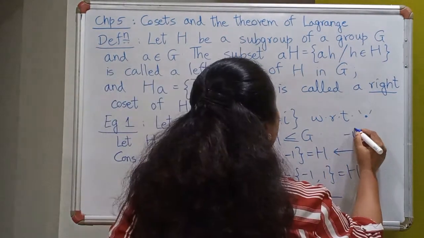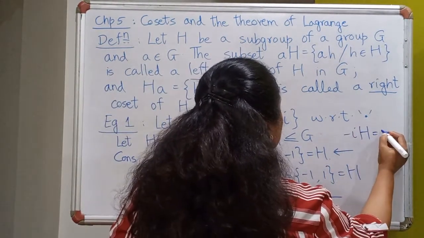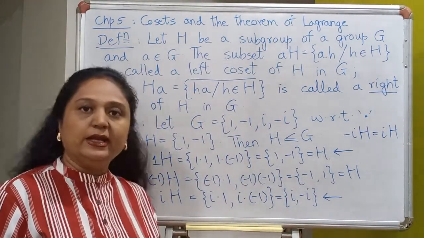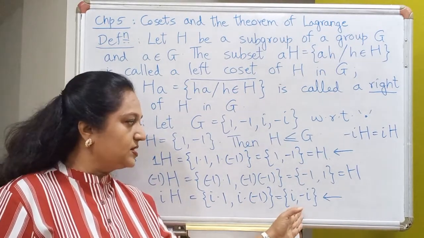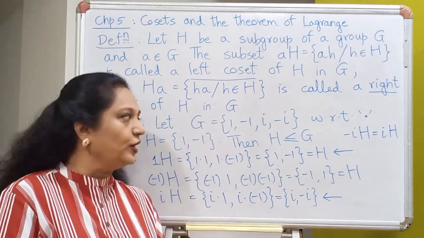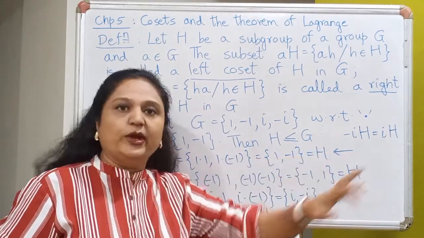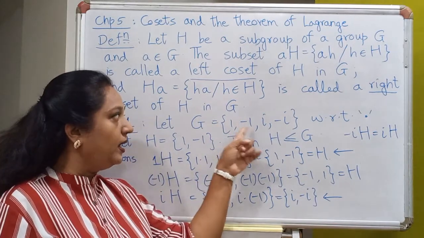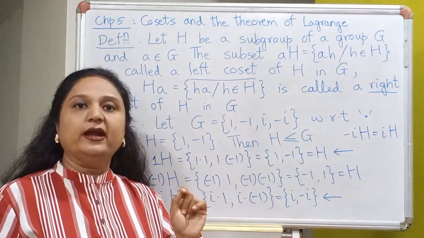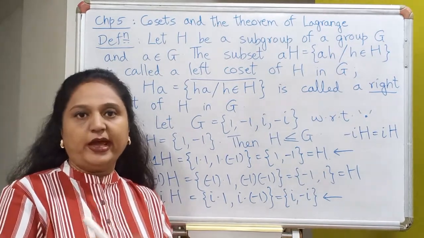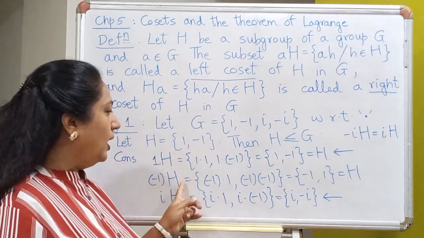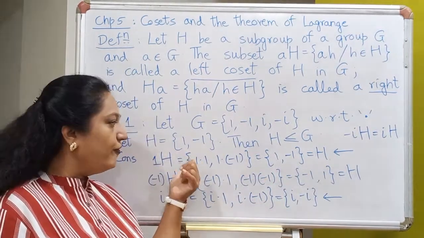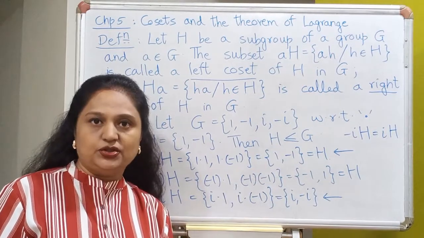So if you look at minus IH, it's going to be the same as IH, because you will get the elements minus I and I, which is the same as these elements except for a different order. So this left coset is going to be the same as this left coset. Remember what I mentioned, with every element of G, I will get one left coset of H in G. So in all, I should expect 4 left cosets. So I have found 4 left cosets of H in G.